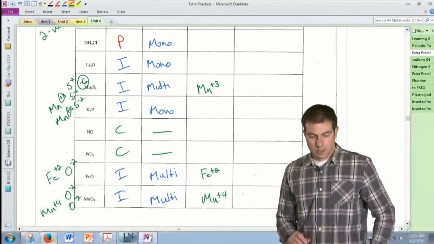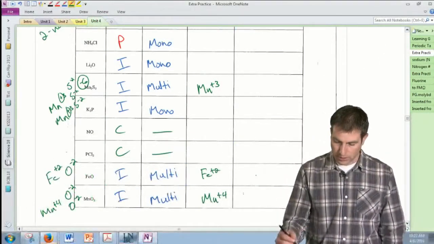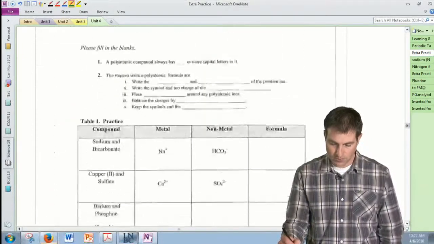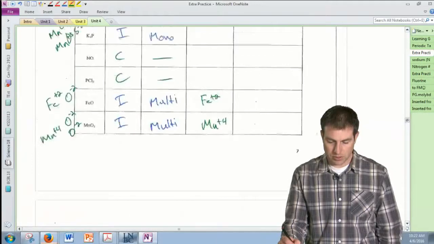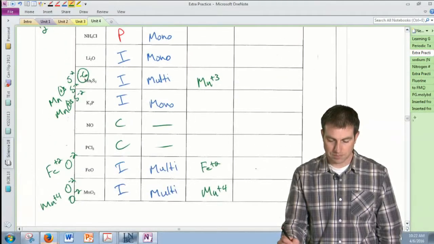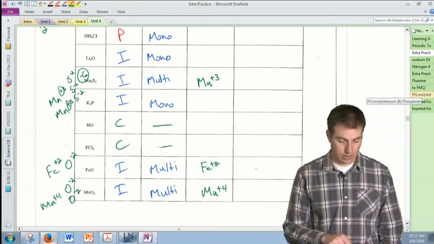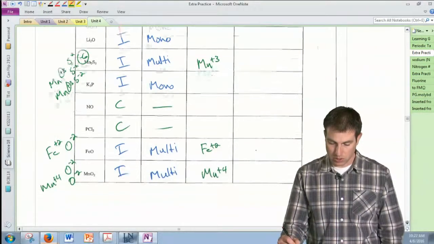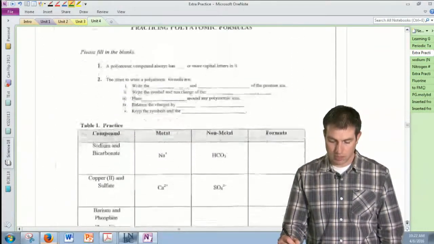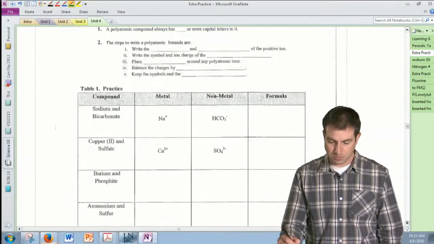That is the majority of the work there. The next page starts into polyatomics, and I think we'll take a little breather here, and then we will continue on with the polyatomics, which we haven't spent a ton of time looking at yet.